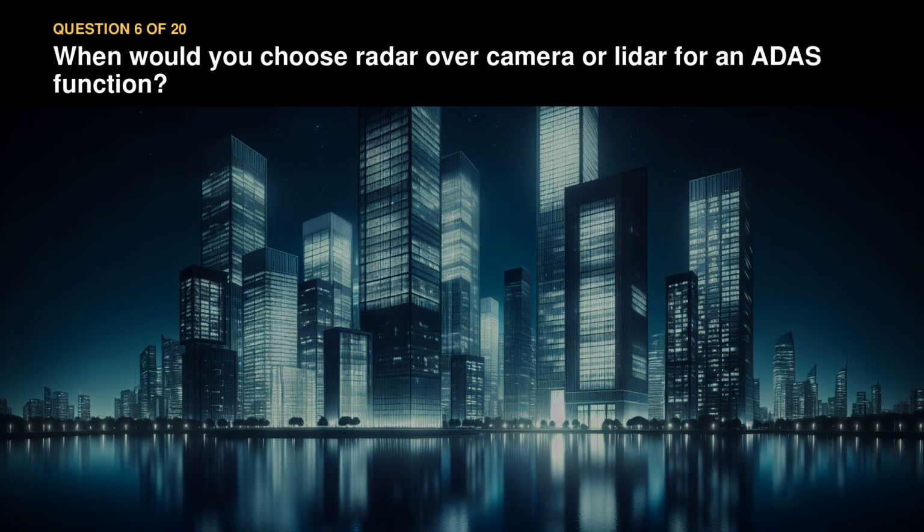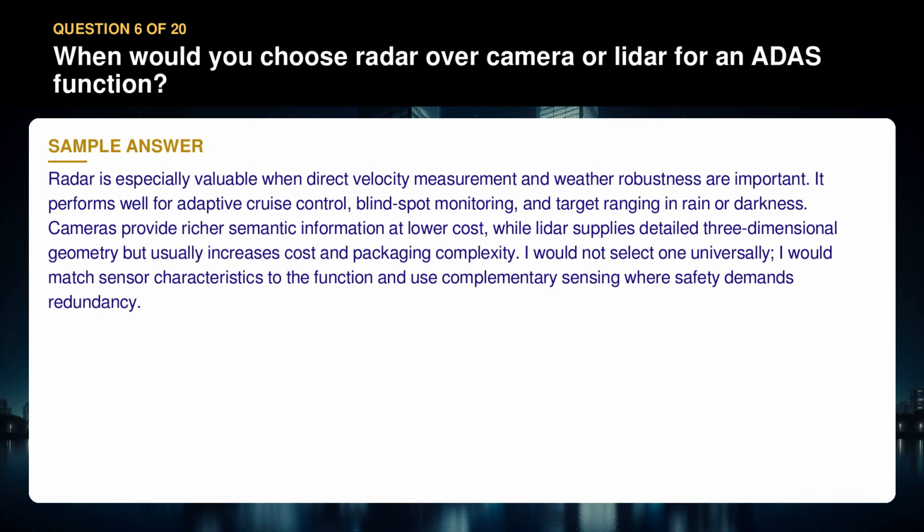Question 6. When would you choose radar over camera or lidar for an ADAS function? Radar is especially valuable when direct velocity measurement and weather robustness are important. It performs well for adaptive cruise control, blind spot monitoring, and target ranging in rain or darkness. Cameras provide richer semantic information at lower cost, while lidar supplies detailed three-dimensional geometry but usually increases cost and packaging complexity. I would not select one universally.